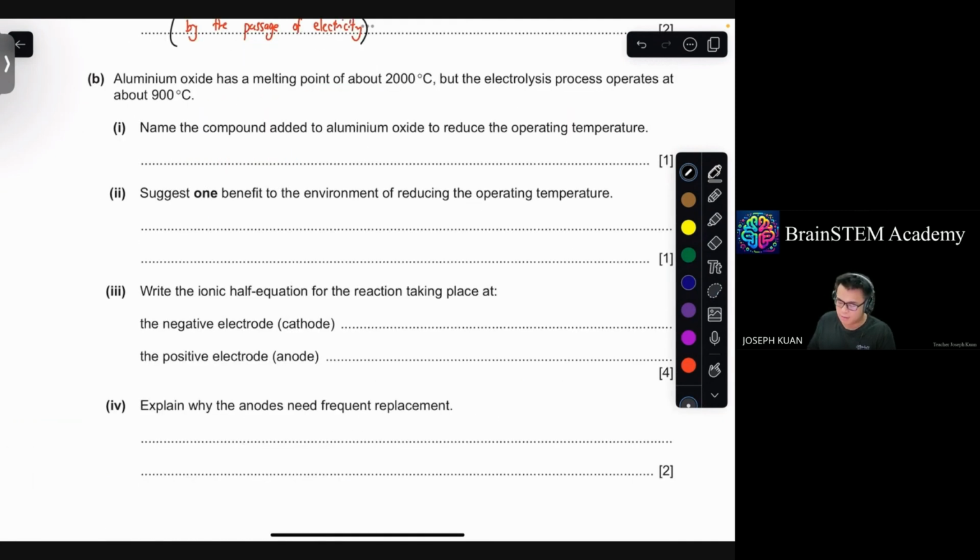Aluminium oxide has a melting point of about 2000 degrees Celsius, but the electrolysis process operates at about 900 degrees Celsius. Name the compound added to aluminium oxide to reduce the operating temperature. That will be cryolite. Okay, the magic substance that allows this procedure to be carried out at a lower operating temperature.